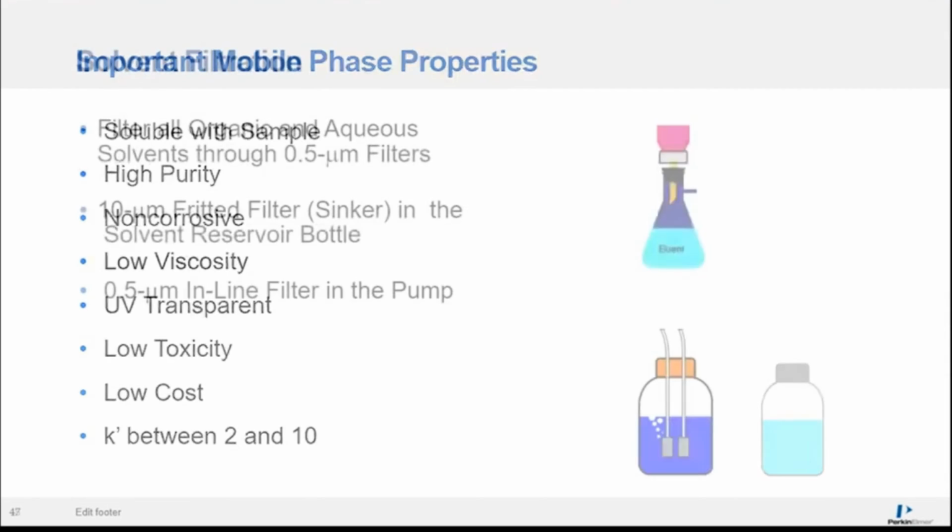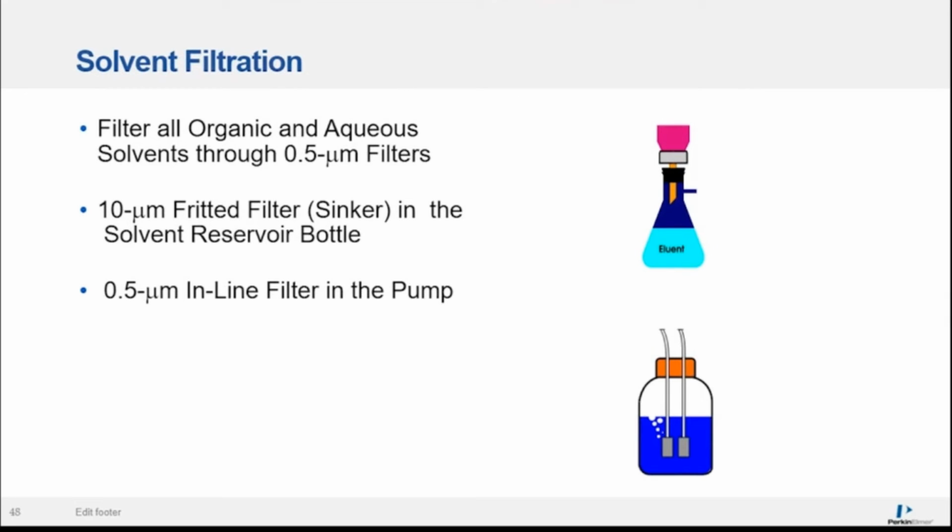An important thing in running an HPLC system is cleanliness. You should always filter all organic and aqueous solvents or mobile phases through 0.5 micron filters. Every HPLC vendor will also include with their system fritted filters or sinkers that sit in the bottom of the bottles to prevent bigger particulates from getting in. And some of the vendors will include, after their pump, a 0.5 micron filter in line to, again, further make sure that contaminants, particulates, do not travel further into the system.